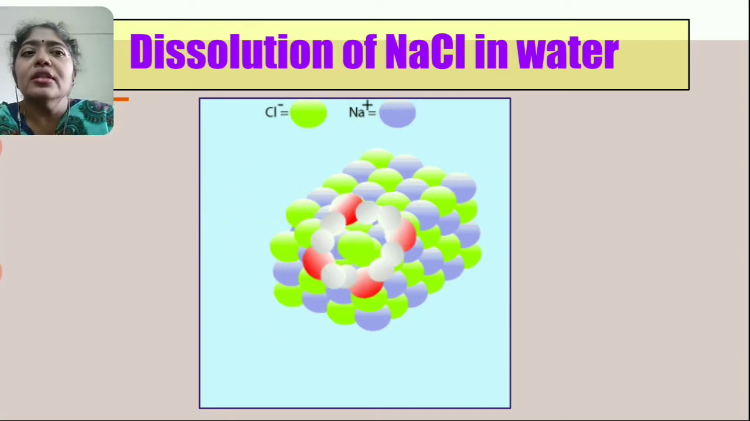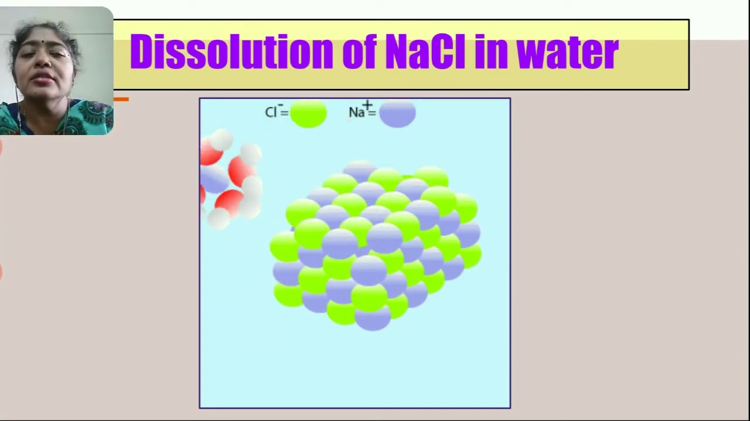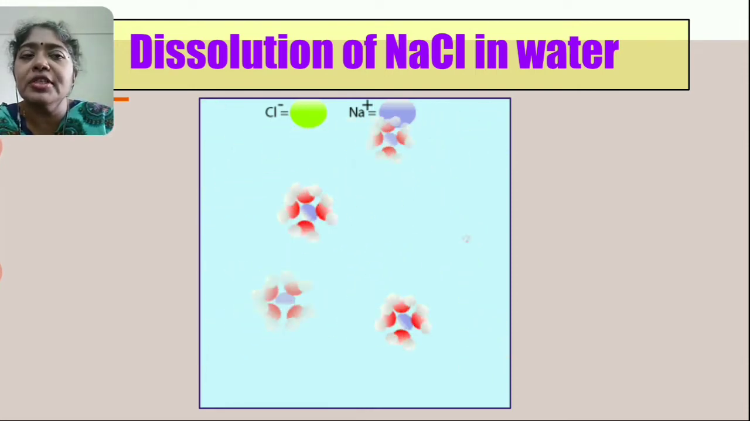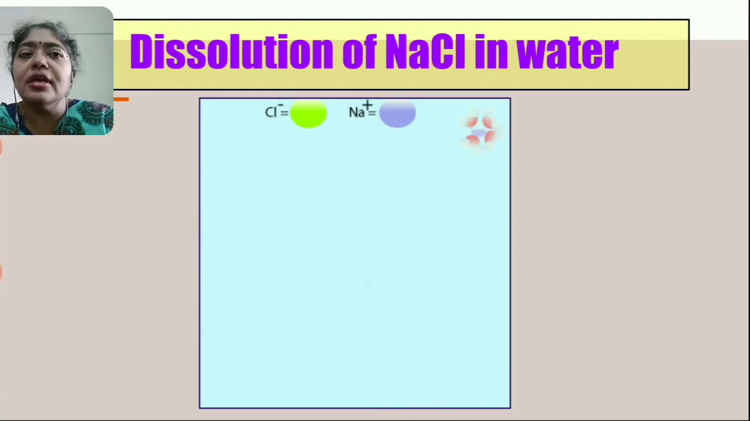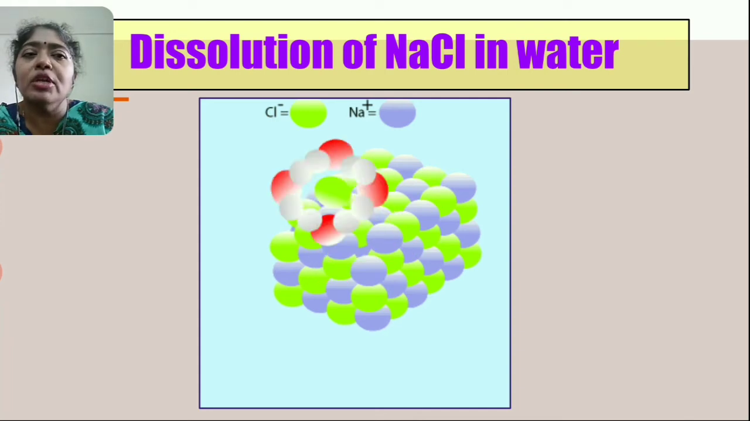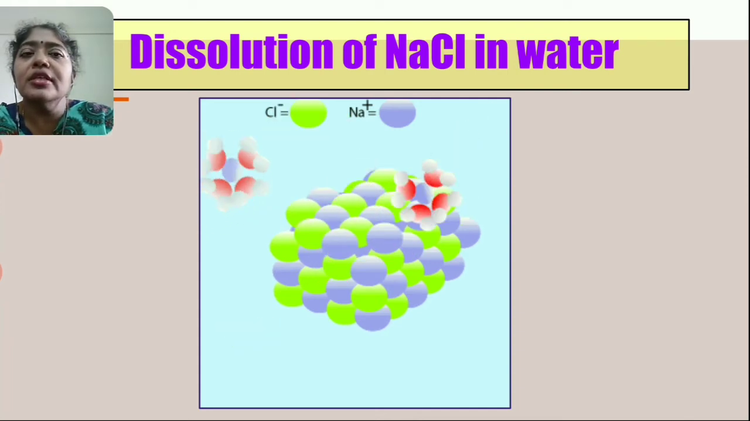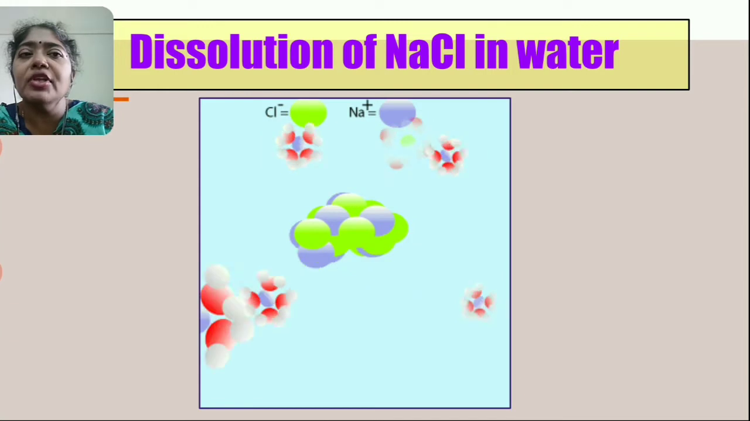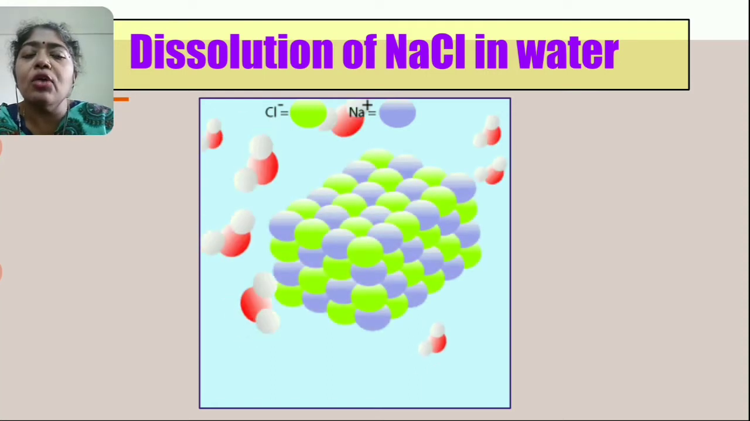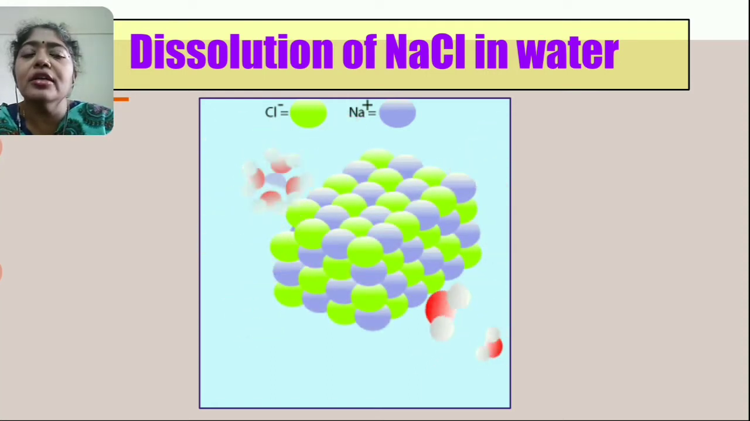Here you can see the sodium ions and the chloride ions are represented by the blue and green colored balls respectively. Now there exists an ion-dipole interaction between the positively charged sodium ions and the negatively charged oxygen end of the water molecule. Similarly, there is an ion-dipole interaction between the negatively charged chloride ions and the positively charged hydrogen ends of the water molecule. As a result, these ions are surrounded by the water molecules and they get dissolved in the water.